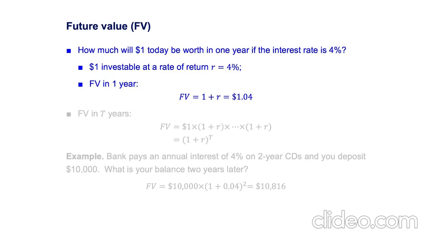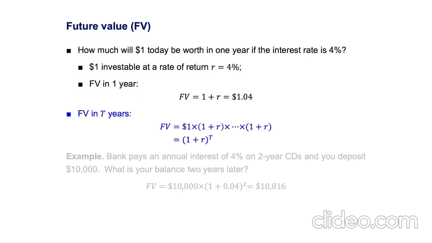Suppose that we have $1 today. What would be its worth in 1 year if the interest rate is 4%? Well, we could certainly invest that $1 in the market, earning a rate of return of 4%. In 1 year, that $1 would turn into $1.04, where 4 cents will be the interest on the $1 initial investment. So $1.04 will be the future value of $1 in 1 year at the market rate of 4%.